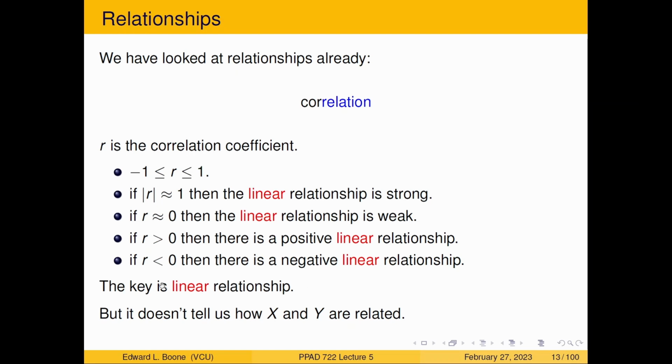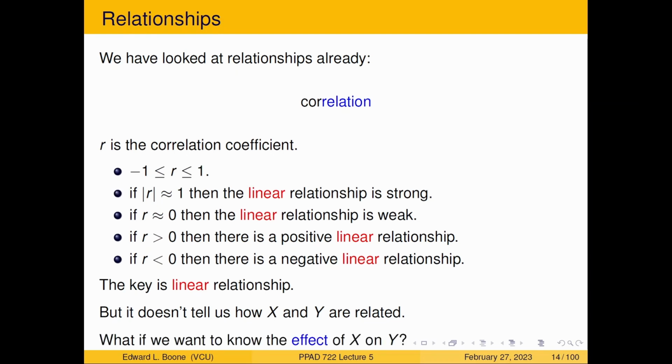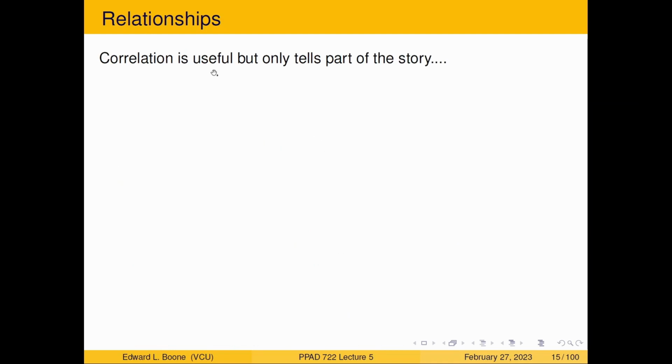So, key here is it's linear, but it really doesn't tell us how X and Y are related. It just says, hey, look, they seem to be related, but it doesn't tell us something that's really usable. And also doesn't tell us, what if we want to know the effect of X on Y? And that's what we're going to be after. So correlation is useful, but only tells part of the story.